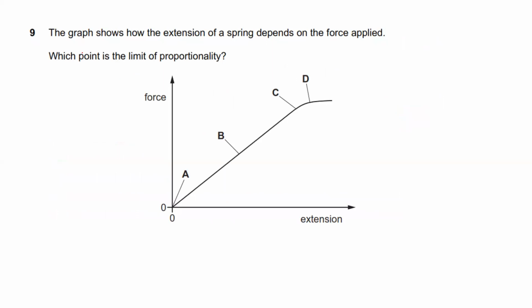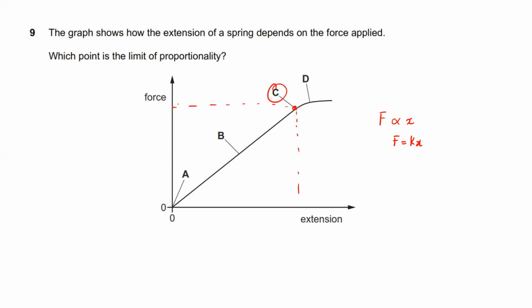Next question. It says the graph shows how the extension of a spring depends upon the force applied. Which point is the limit of proportionality? So this is force against extension. Remember, force is directly proportional to extension, and it is equal to k times x. This is basically Hooke's law. So we can see that till point C, the proportionality is observed. As force is increased beyond point C, the spring comes out of the proportionality limit. So the maximum limit for proportionality is C.